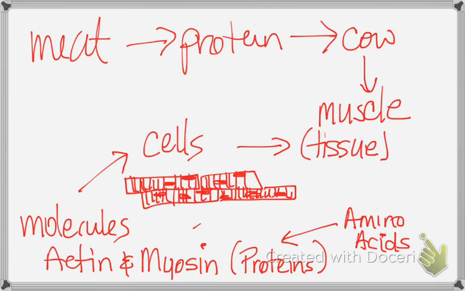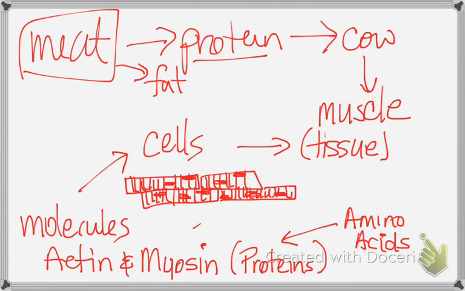Now, okay, so we've gone from something you can see, a hunk of meat, knowing that that hunk of meat has protein. It also has fat in it, okay? It also has lipids. But, okay, we got protein. It came from a cow. It's actually muscle. That muscle is made up of cells. Within the cells, there's molecules, actin and myosin. And I know that those molecules are made of these building blocks called amino acids.